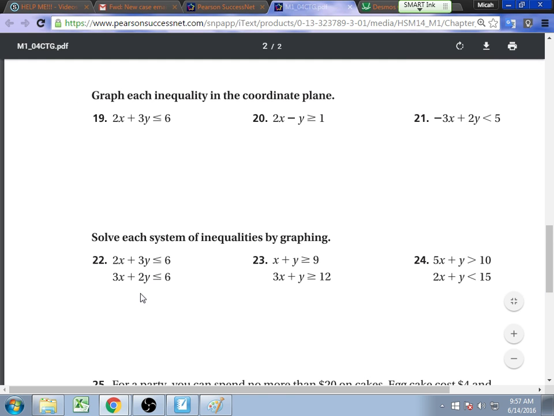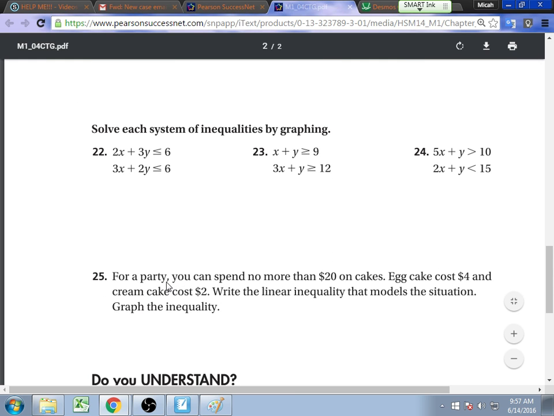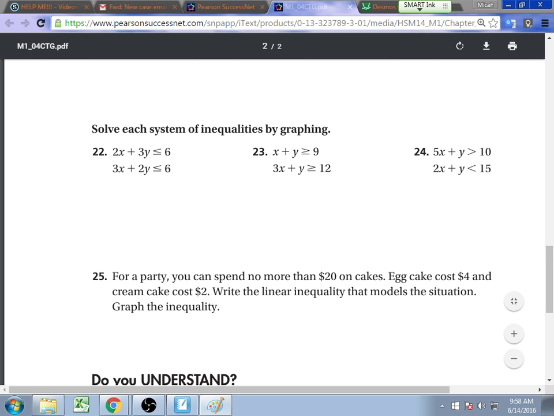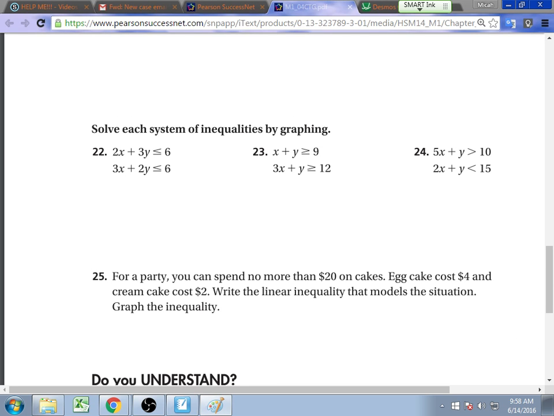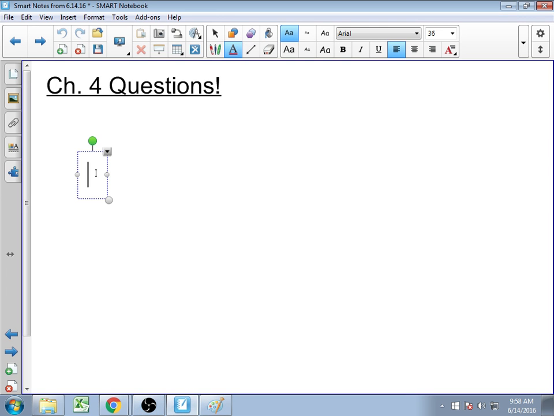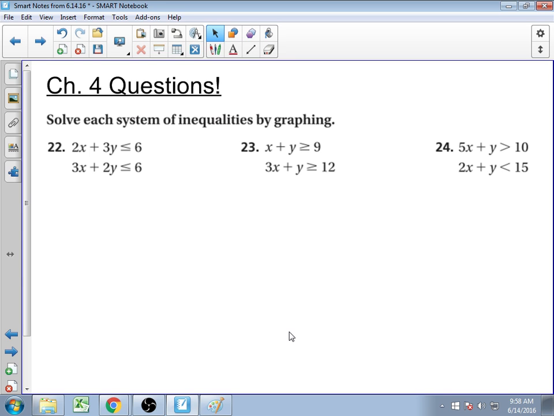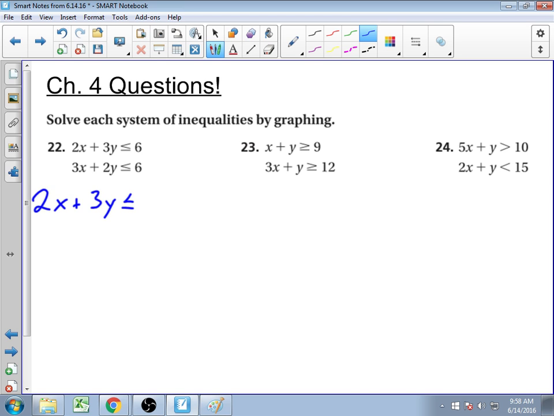So the first thing I want to do is get these into slope-intercept form so that graphing them is easier. So I'm going to grab this and drag it over to Smart. Okay, so if I split these up, look at my 2x plus 3y less than or equal to 6, and then I have 3x plus 2y less than or equal to 6.